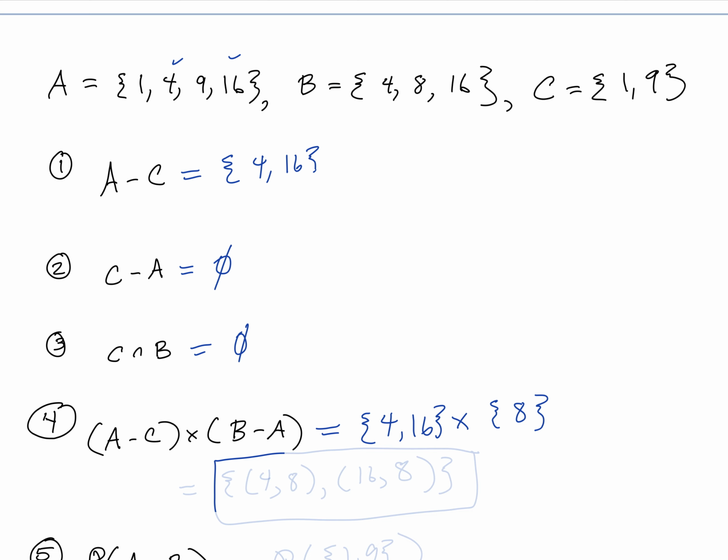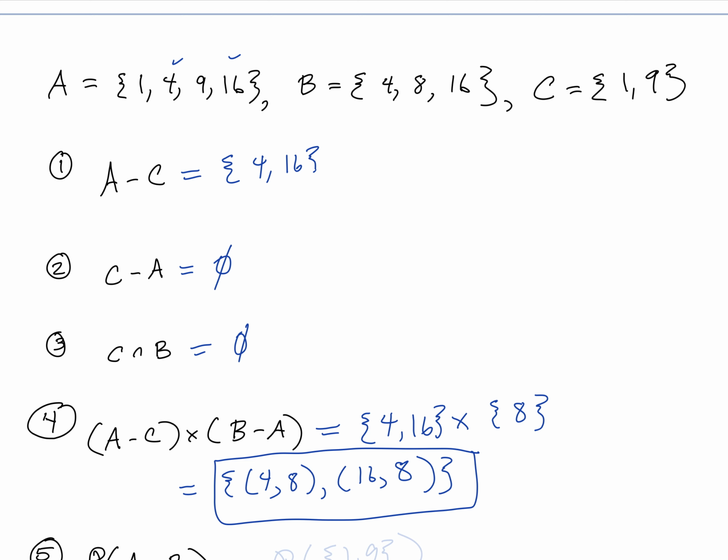And now when we do the Cartesian product of those two sets, that is a set of ordered pairs where the first element of the ordered pair is in the first set and the second element of the ordered pair is in the second set. So this is our collection of ordered pairs that are in that Cartesian product. So this is our final answer.